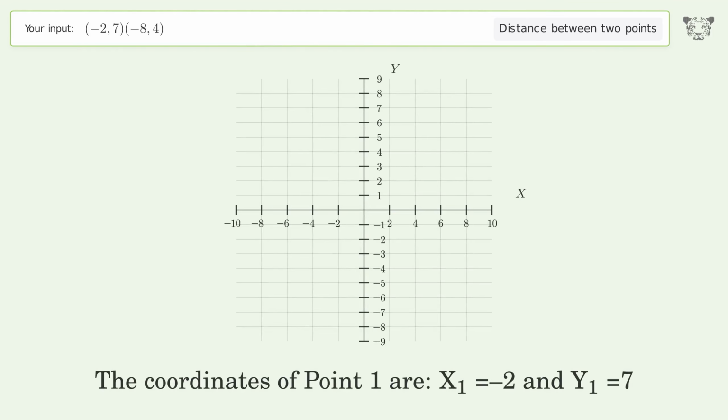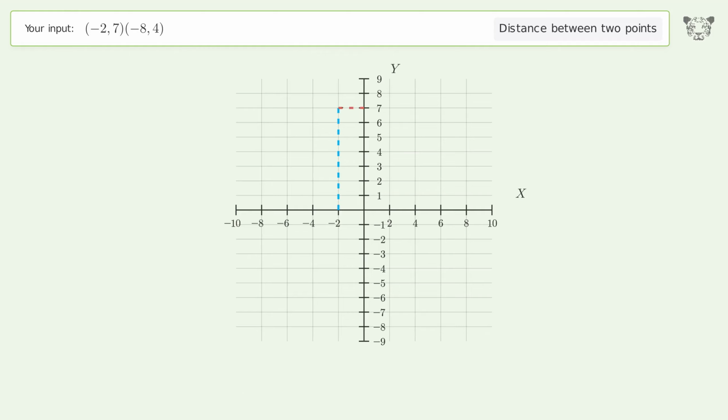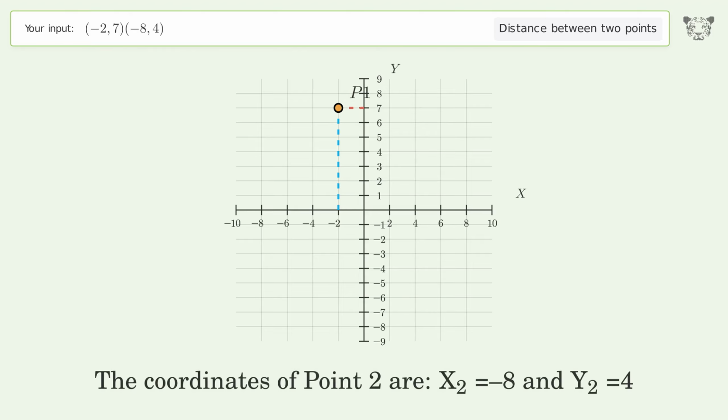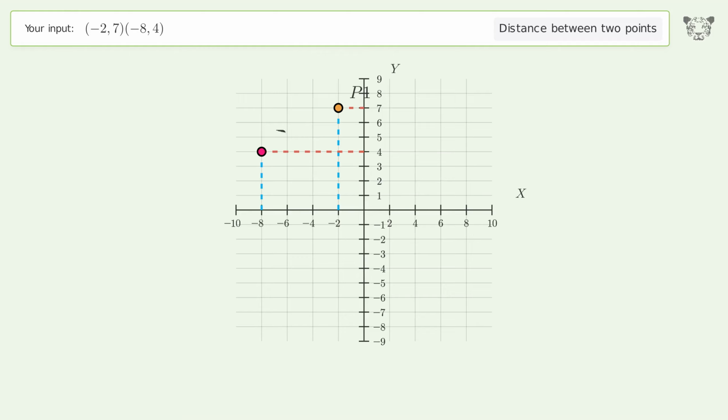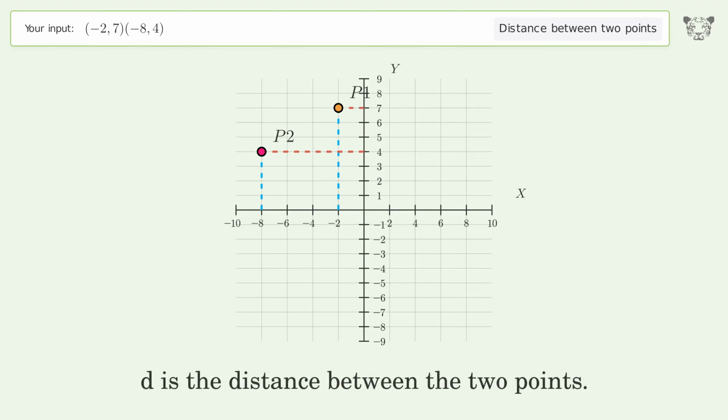The coordinates of point 1 are, x1 equals -2 and y1 equals 7. The coordinates of point 2 are, x2 equals -8 and y2 equals 4. D is the distance between the 2 points.